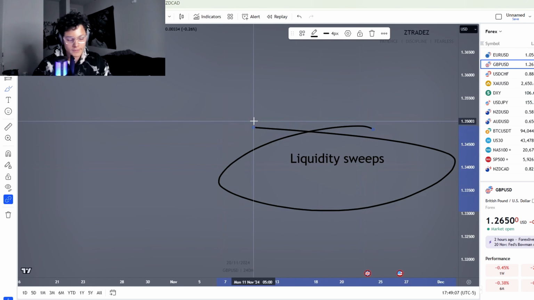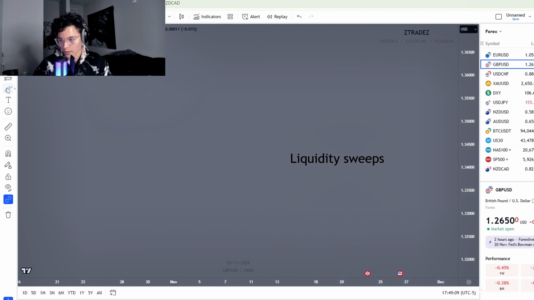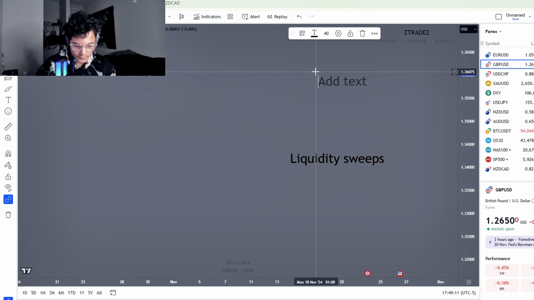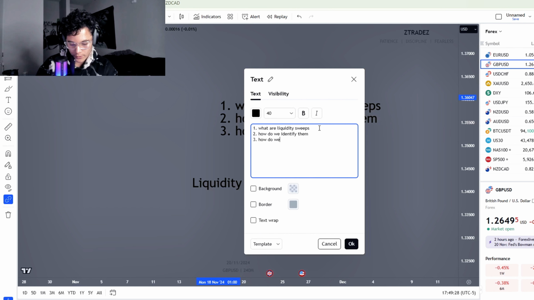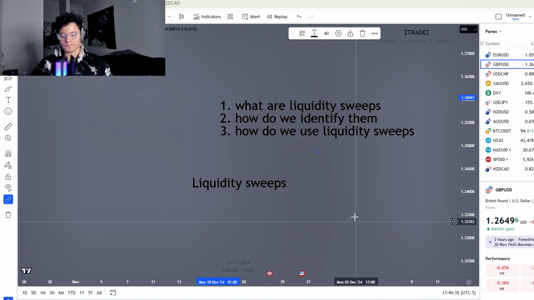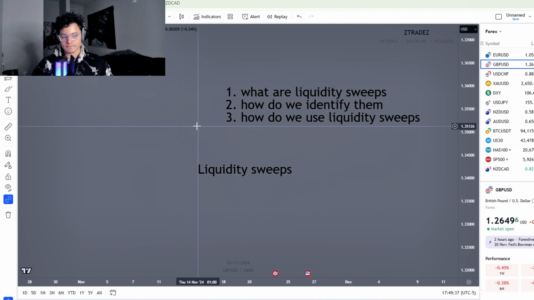What are liquidity sweeps? How do you identify them? I'll actually write this down right here. Let's do a little blueprint for this video. One, what are liquidity sweeps? Two, how do we identify them? And three, how do we use liquidity sweeps? Okay, what are liquidity sweeps?